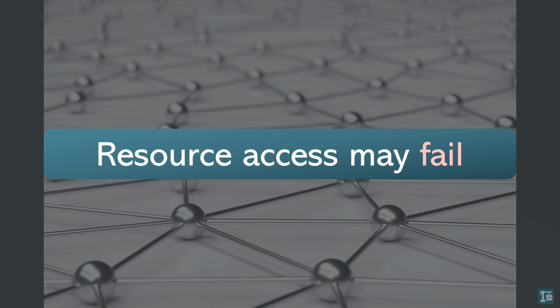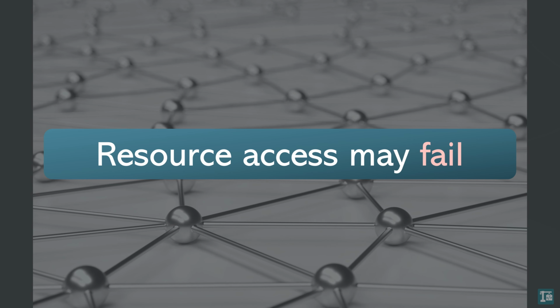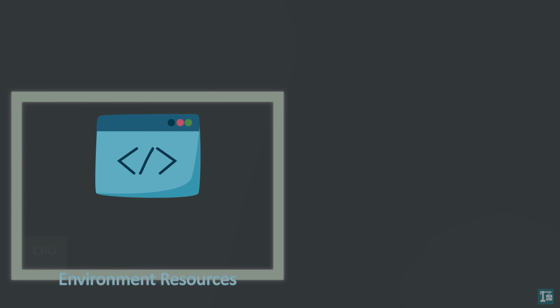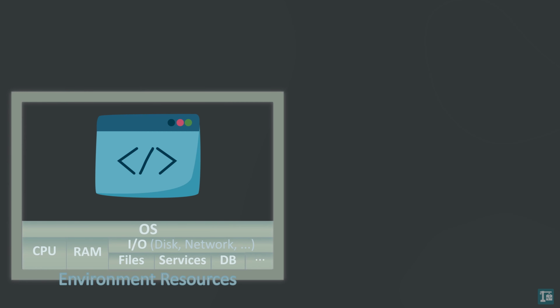One thing to always think of when designing a program that accesses resources is that resource access can fail. Any running program makes use of resources in its environment and thus should be robust against resource access errors. Here are two approaches you can use to make your software robust against resource access errors.